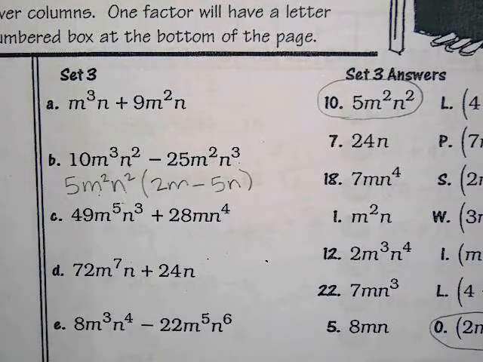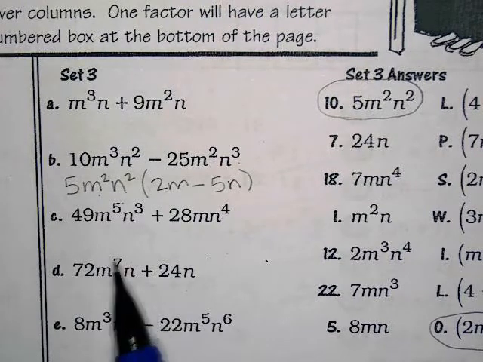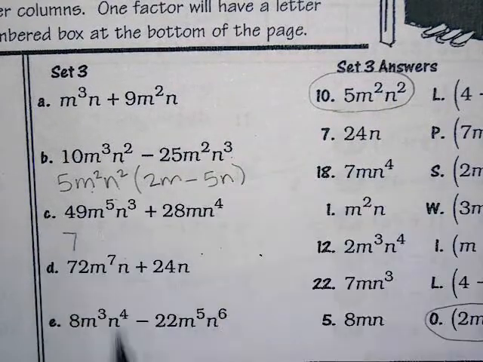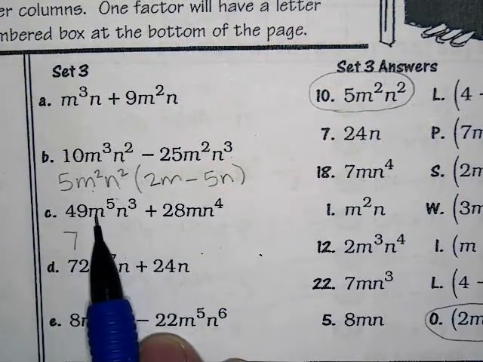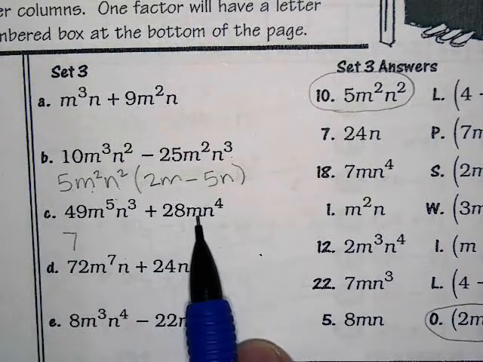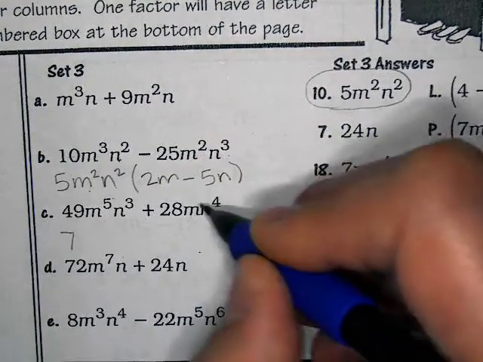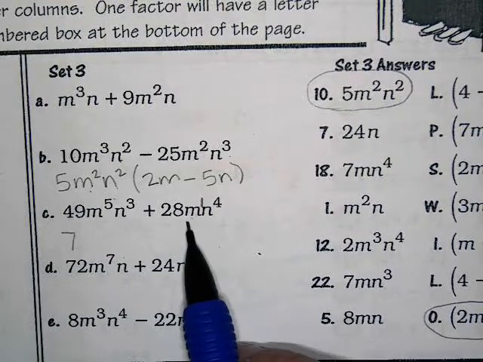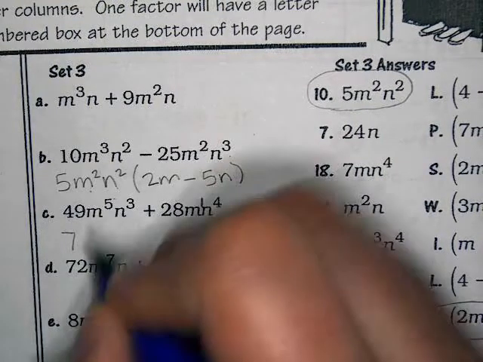Okay, for problem C, we have a 49, we have a 28. What number can come out of those? 7, okay. We have an m to the 5th, and we have an m that's all by itself. What exponent do you have if it's all by itself? A 1, okay. So we have an m to the 5th and an m to the 1. What can come out? 1. Okay, so an m to the 1 is going to come out. I'm just going to write the 1 so I don't forget.